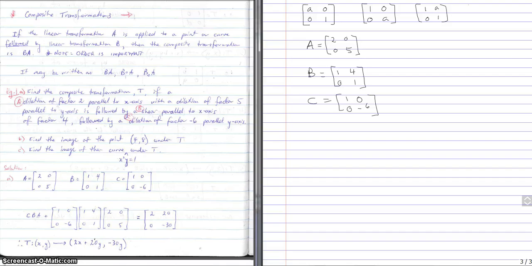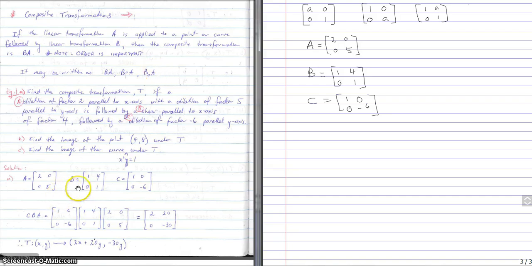Now, composite transformations, let's just go back here to these little notes, which we didn't cover in the previous video. If we have a linear transformation A that's applied to a point or a curve and is followed by a linear transformation B, then the composite transformation is BA. Even though A has come first, followed by B, we write the composite transformation as BA. The order is important, and there's a few different ways it can be written. BA like that, or B∘A, with a little circle, or the circle written as a subscript. Just different ways of representing the same thing.